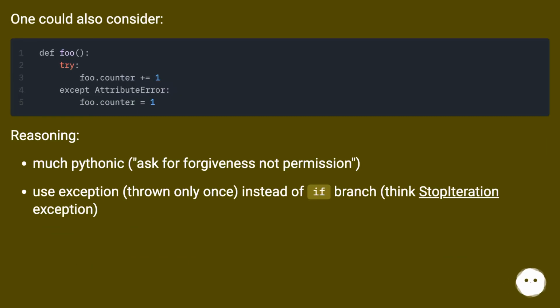One could also consider a more Pythonic approach: ask for forgiveness, not permission. Use an exception, thrown only once, instead of an if branch. Think of the StopIteration exception.